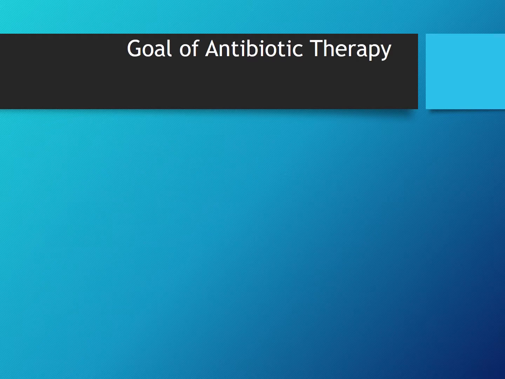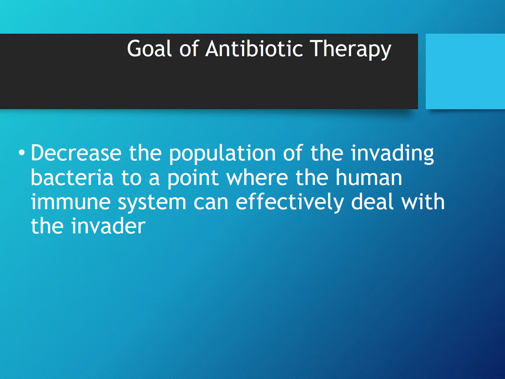So when we look at the goal of antibiotic therapy, it's pretty common. It doesn't matter which antibiotic we're talking about, the goal is pretty much the same. We want to decrease the population of the invading bacteria to a point where the human immune system can effectively deal with that invader. So we want to only use antibiotics as a supplement to the human immune system where at all possible, so that we're going to decrease it enough until the immune system can actually take over and deal with it effectively.